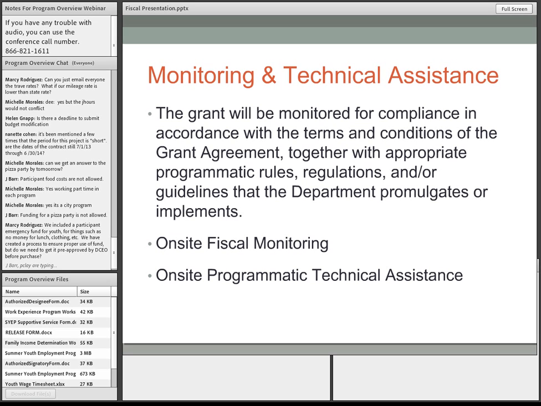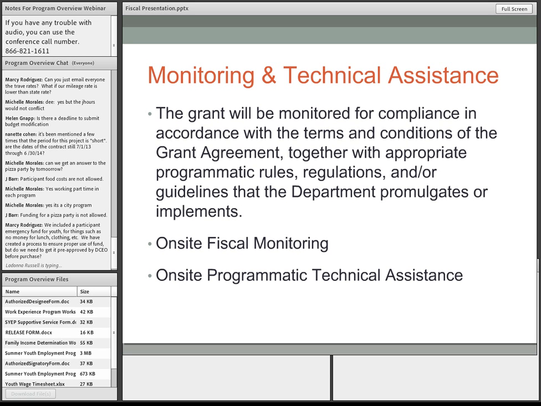All right. Is there a deadline to submit budget modifications? Well, this is more of an abbreviated program. I think we're looking at, obviously, a July 1 start date and more than likely a December 31st end date. So if you're going to have to make a modification, sooner is better.